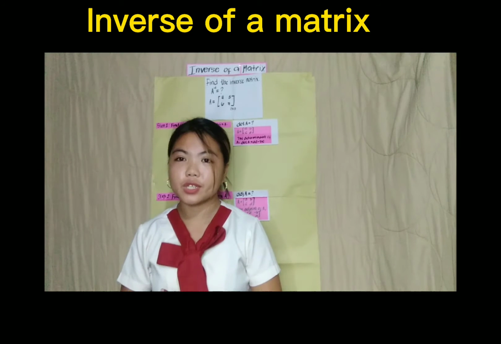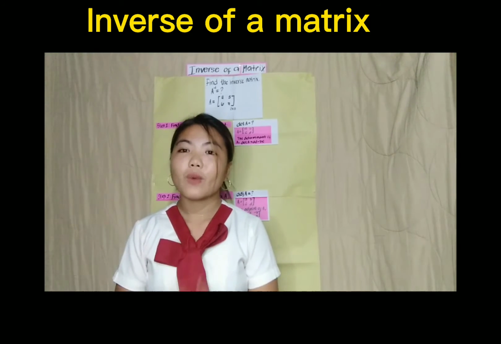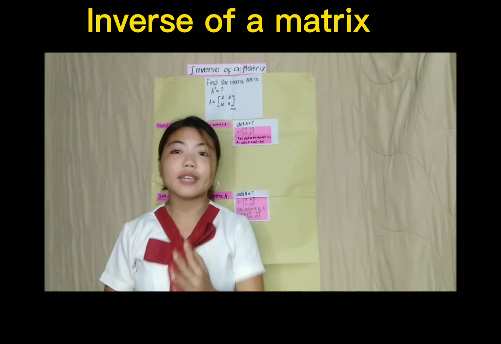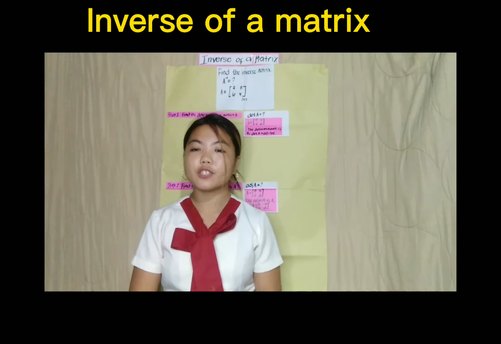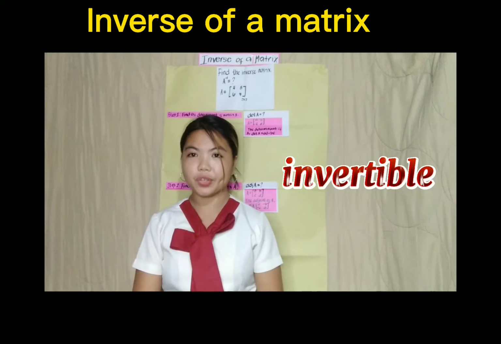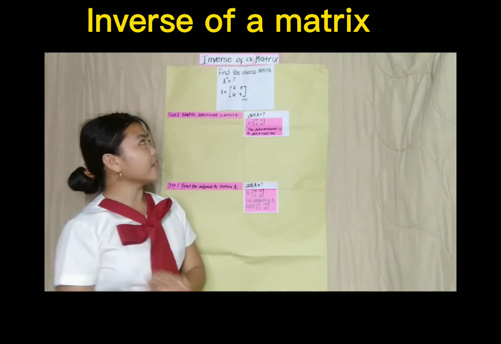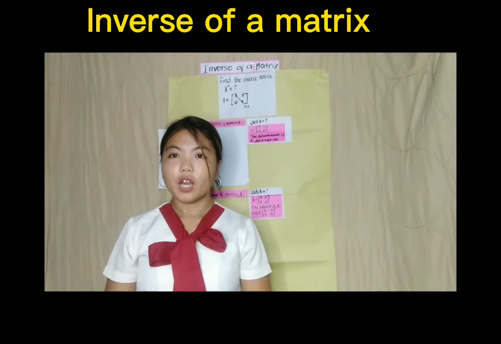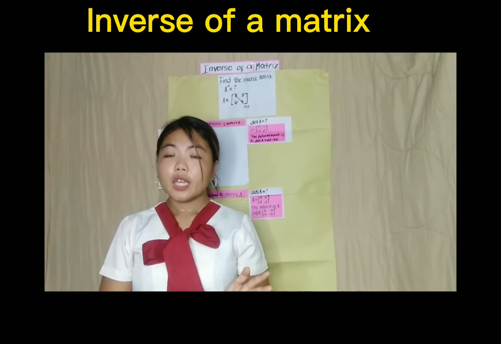So now, let's proceed to our topic, which is the inverse of a matrix. So, Rualis, do you have any idea about the inverse of a matrix? Yes, excellent. So, in linear algebra, an n by n square matrix A is called invertible. Here I have an example in which we will find the inverse of a matrix. Now, let's proceed to step 1, which is to find the determinant of matrix A.